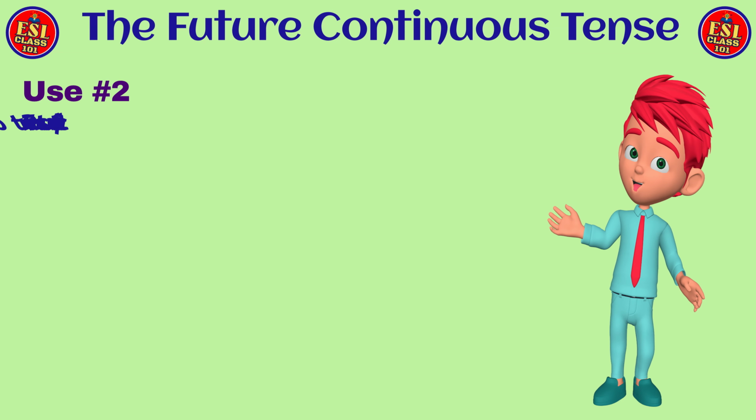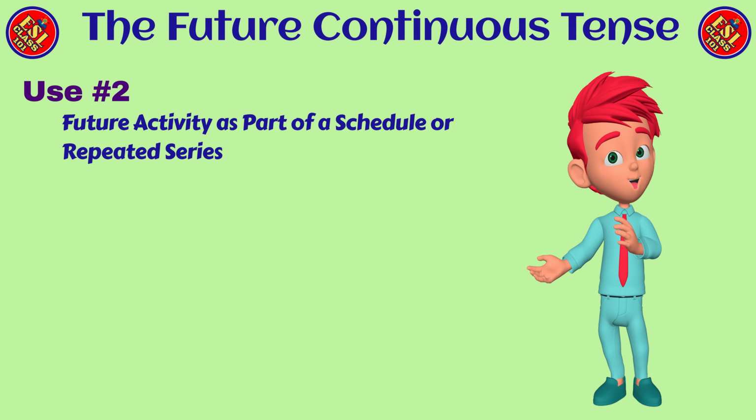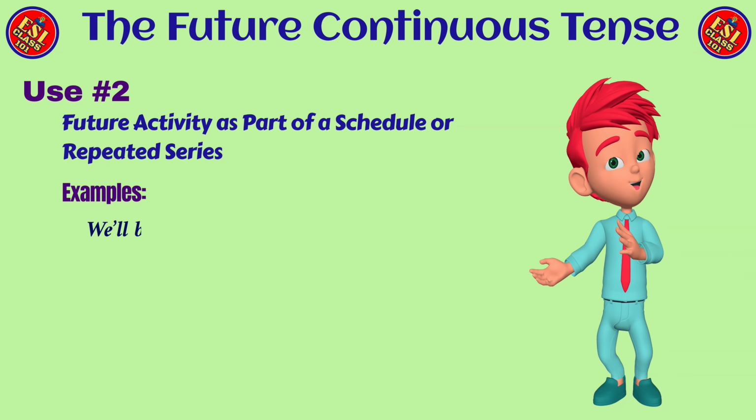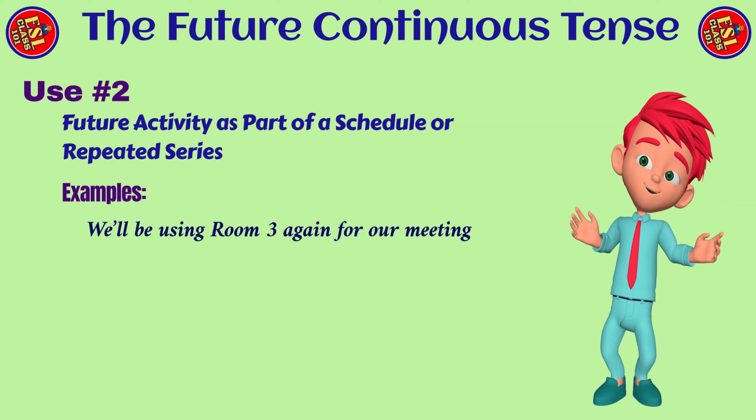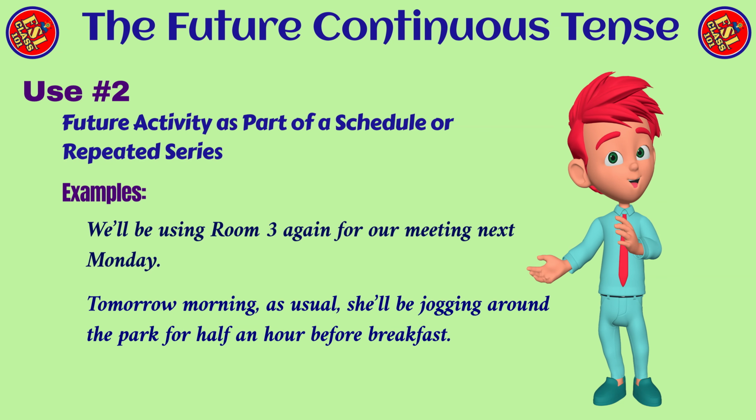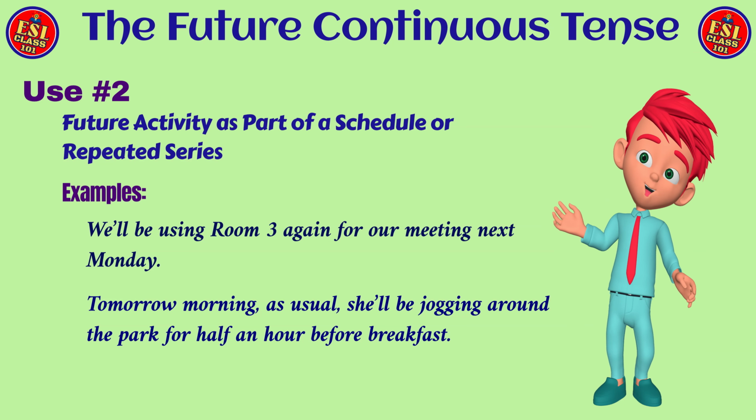The future continuous is also useful for describing events that are part of a routine or schedule. For instance, "We'll be using room 3 again for our meeting next Monday." Or, "Tomorrow morning, as usual, she'll be jogging around the park for half an hour before breakfast."